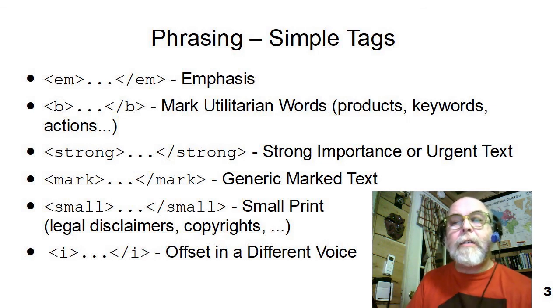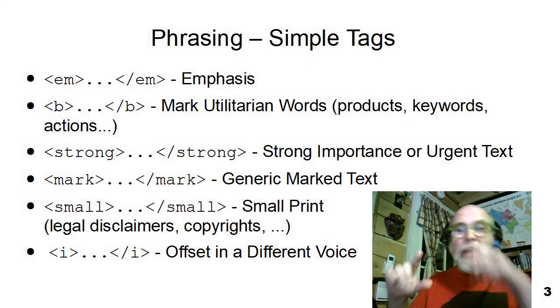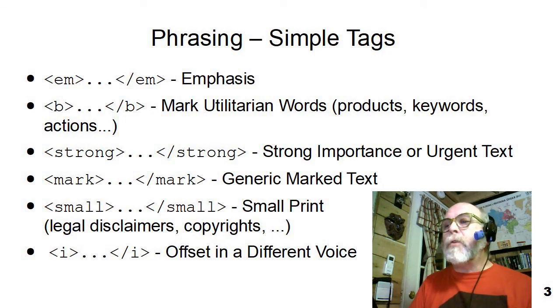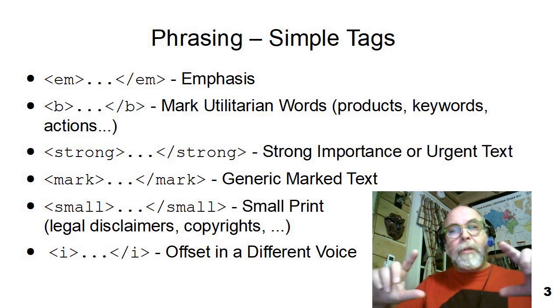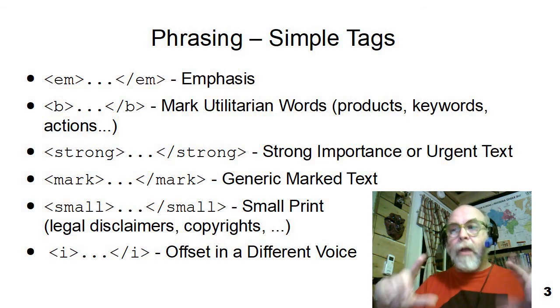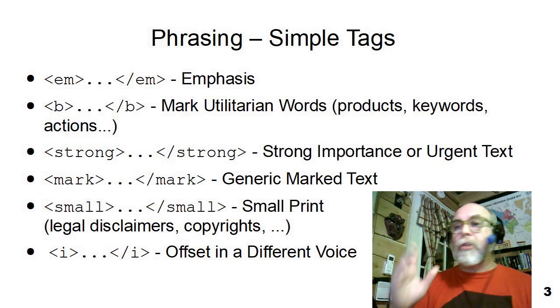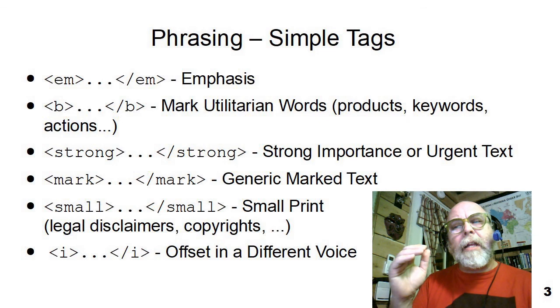The EM tag stands for the emphasis tag. If you want to add emphasis to a word or to a phrase, use the EM tag around it. If you want to mark utilitarian words, products, keywords, actions, words that have utility, you put the B around it. Now, that used to mean bold, but it means now for utilitarian words, products, keywords, and such. You put the strong tag around words that are of strong importance or urgent words, like dangers and warnings and that kind of stuff. You put a strong around those. You see the difference between an EM and a B and a strong.